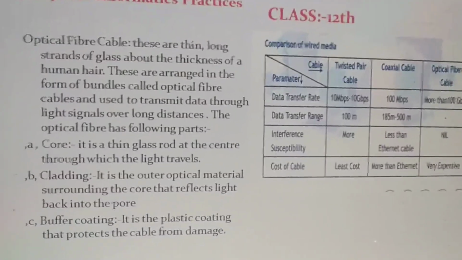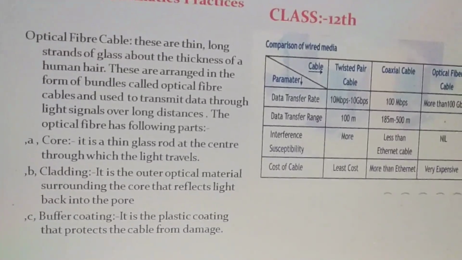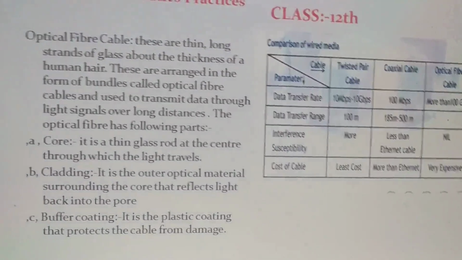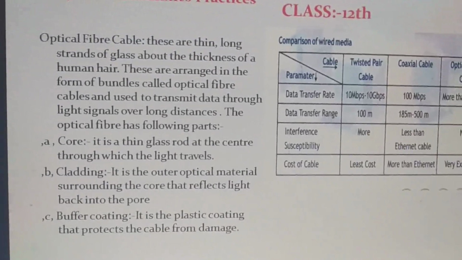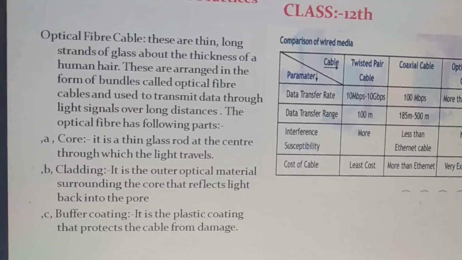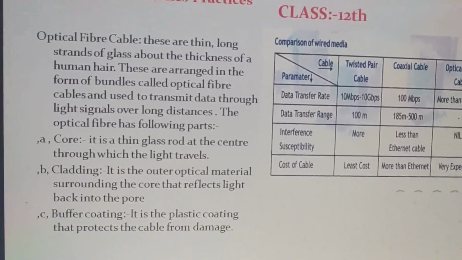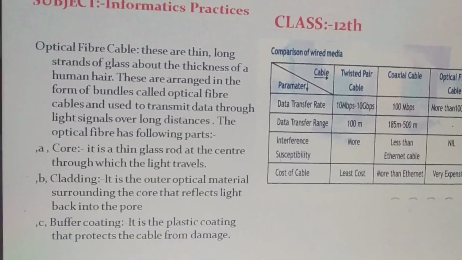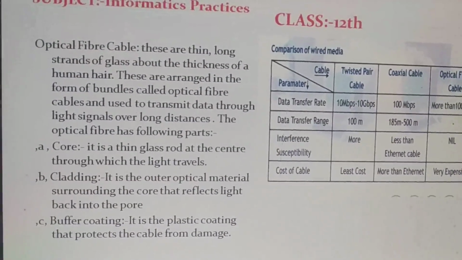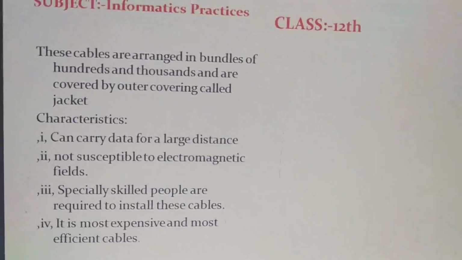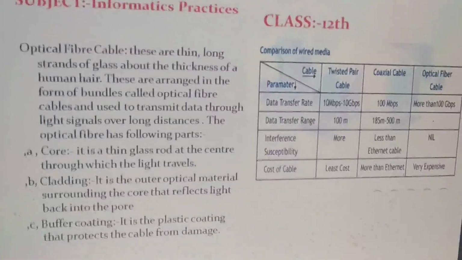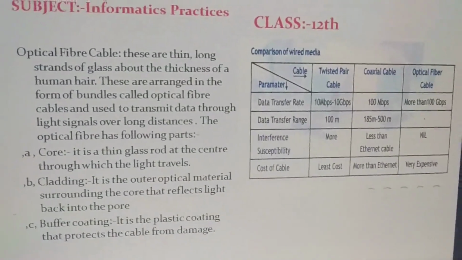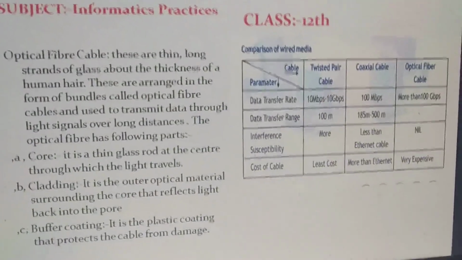They are arranged in the form of bundles called optical fiber cables, and are used to transmit data through light signals over long distances. So data travels in the form of light packets over long distances in this optical fiber cable. This cable can be divided into three parts as far as its structure is concerned. First is core, another is cladding, and third is buffer coating. Core is a thin glass rod at the center through which the light travels. Then there is cladding. It is the outer optical material surrounding the core that reflects light back into the core.